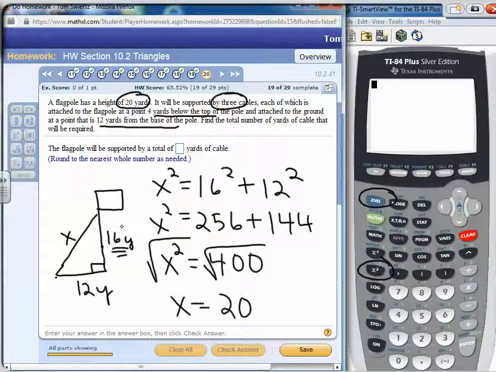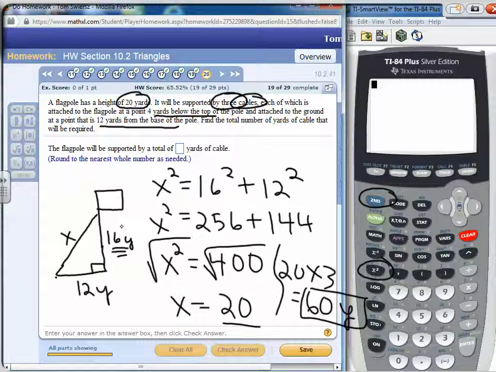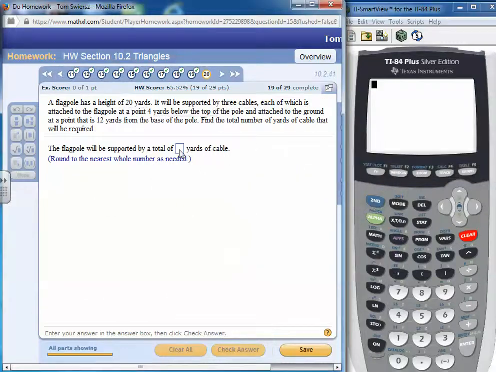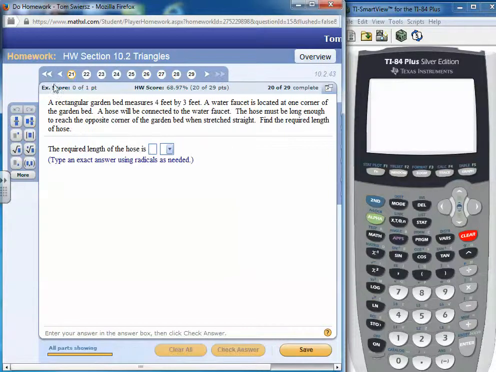There are three cables, so each one is 20. 20 times 3, of course, will give us a total of 60 yards. Everything is given in yards. Because there are 3 cables, we've got to multiply the length of one cable by 3, and we get a total of 60 yards. All right, very good. The answer came out to a whole number, so we didn't need to worry about any rounding off.